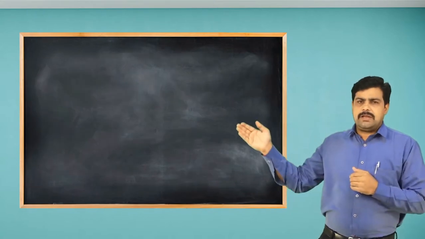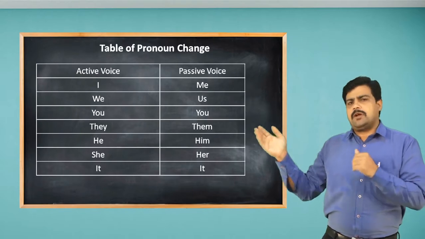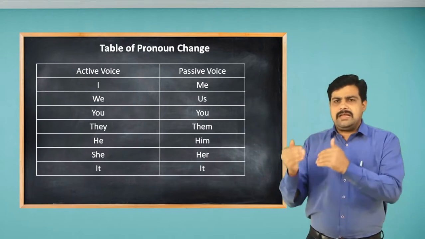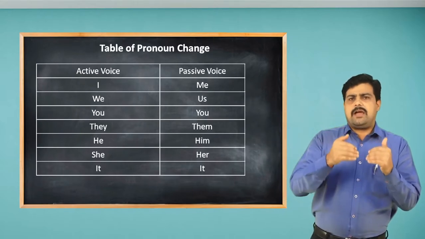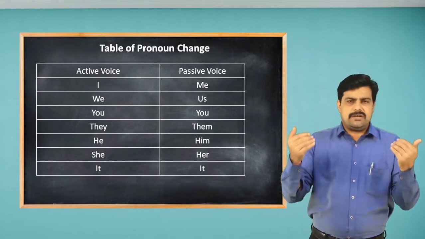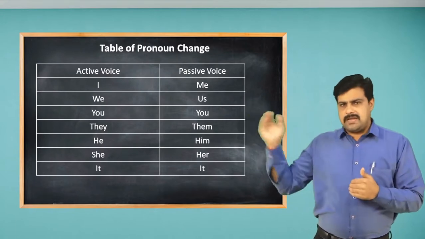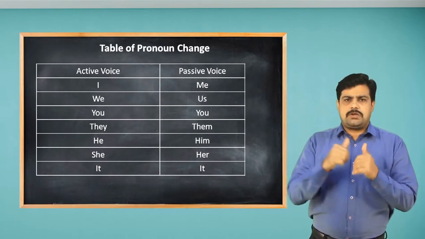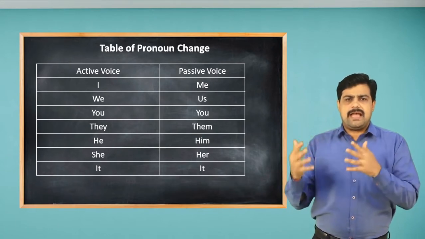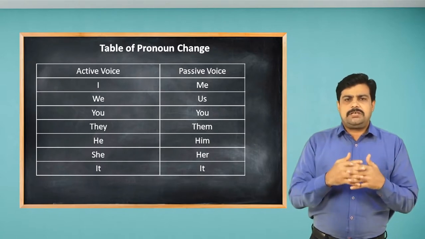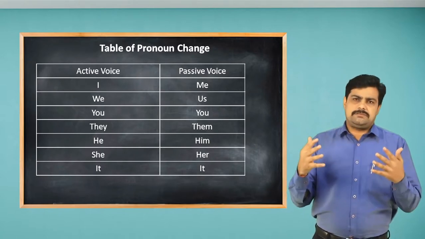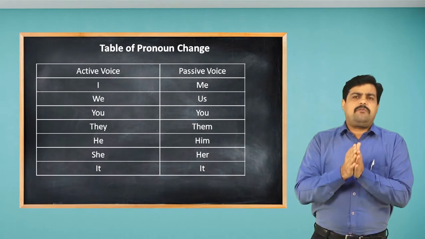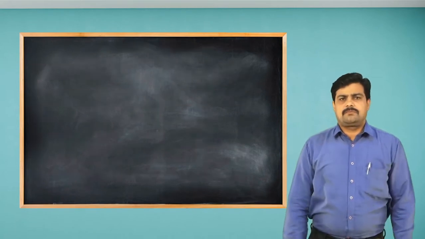Now on the screen you see a table of pronoun change. When we interchange the subject and the object, these are generally changed. And there is a table. I is changed into me, we into us, you into you, they into them, he into him, she into her, it into it. So this is a table of pronoun change.